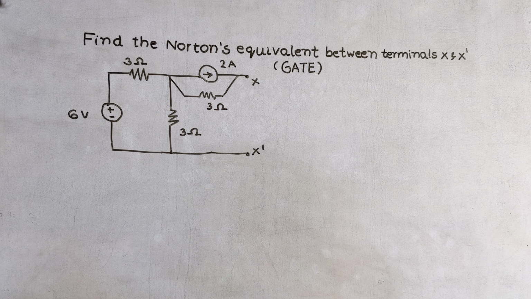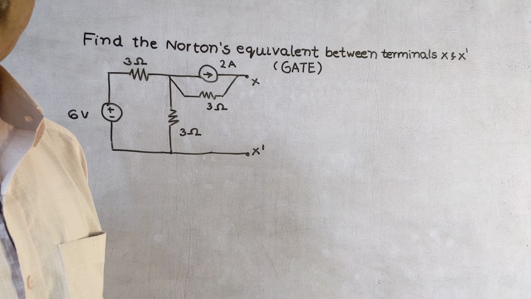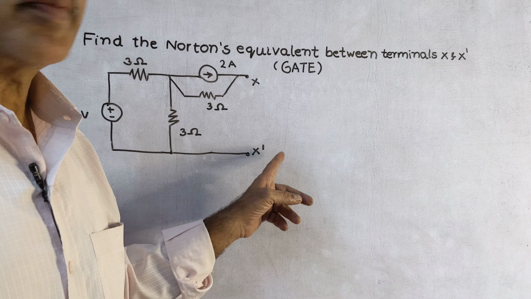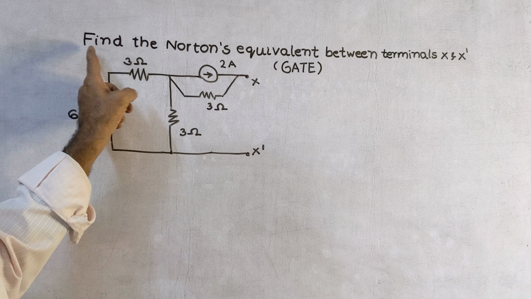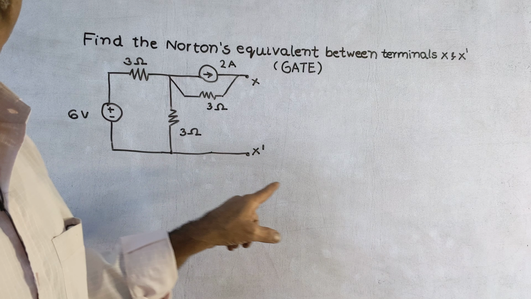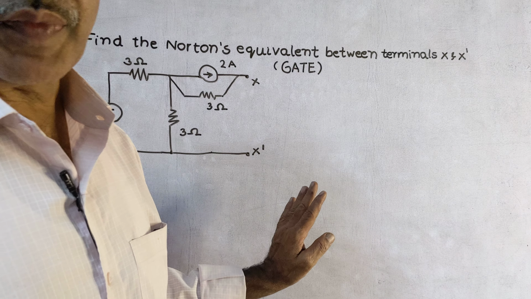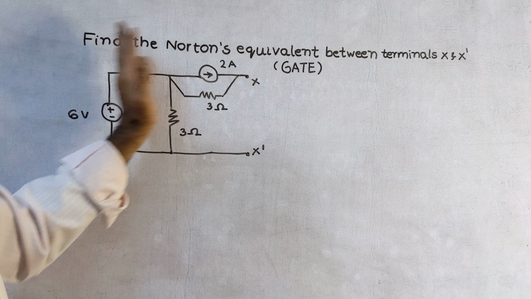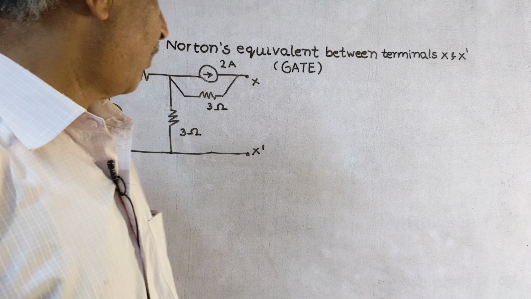Good morning, students. Today we will work out a problem on Norton's equivalent circuit. This is a problem taken from a GATE question paper. This is a linear network given, and you have to find the Norton's equivalent between the terminals x and x dash. What you are seeing is network A. Network B is not shown because we are writing only Norton's equivalent, and we are not bothered about network B.